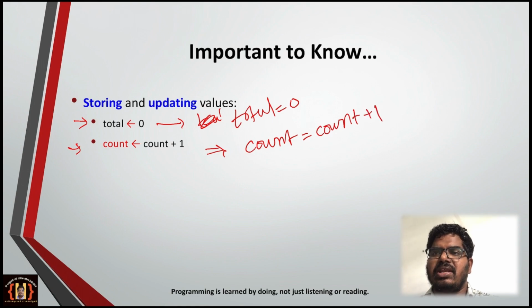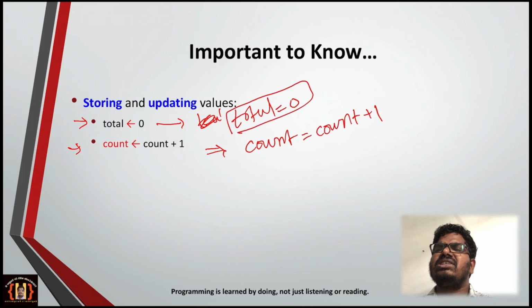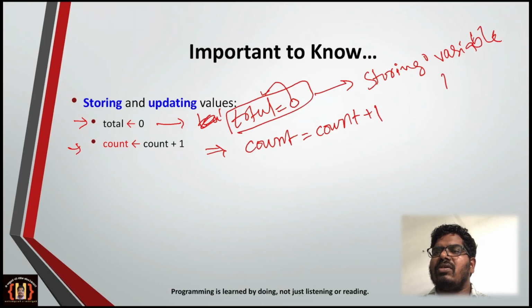What exactly does it mean? In general mathematics, total equals 0 means we are assigning the value 0 to total. But in computer languages, what it means is I am storing the value 0 in a variable called total. In memory, there will be some address for this total variable, and at that address I am storing the value 0. That is the entire meaning.